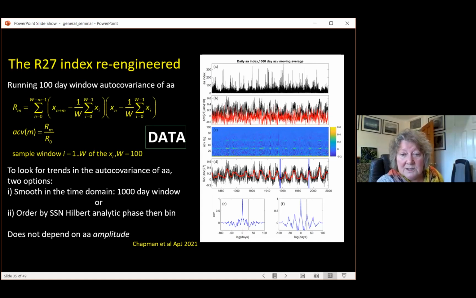But just to show you this thing working, this is doing it on the AA index itself, and you can see the red one goes big, small, big, small. It's quite rough, but you can see there's a Hale cycle dependence.